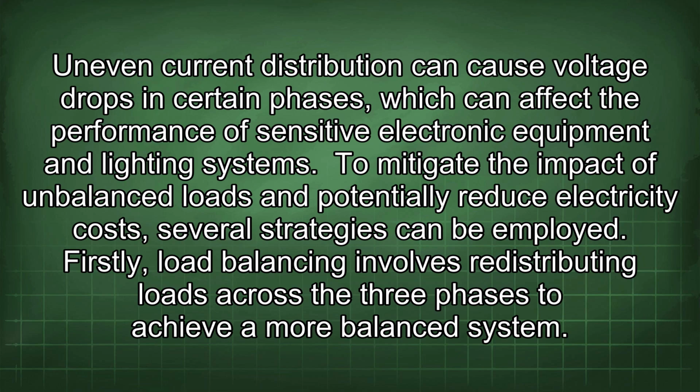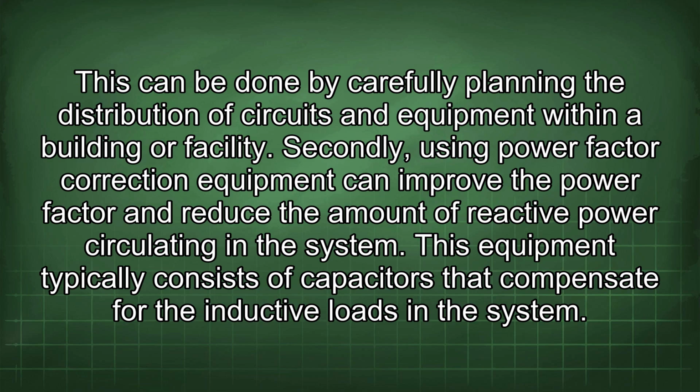To mitigate the impact of unbalanced loads and potentially reduce electricity costs, several strategies can be employed. Firstly, load balancing involves redistributing loads across the three phases to achieve a more balanced system. This can be done by carefully planning the distribution of circuits and equipment within a building or facility. Secondly, using power factor correction equipment can improve the power factor and reduce the amount of reactive power circulating in the system. This equipment typically consists of capacitors that compensate for the inductive loads in the system.